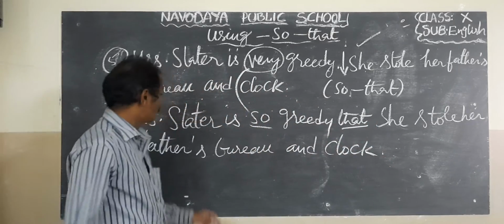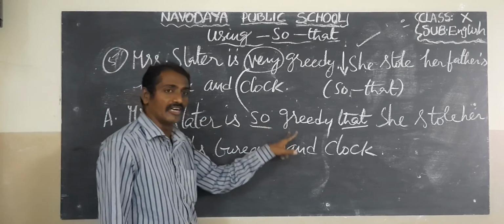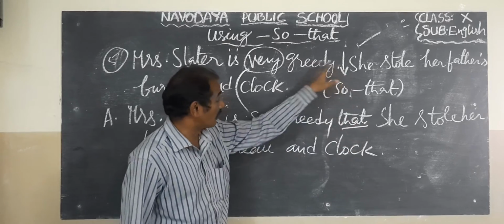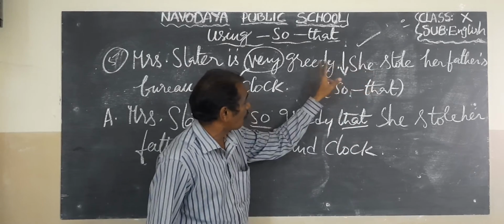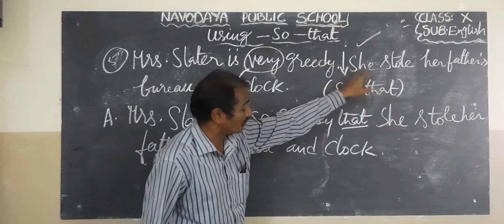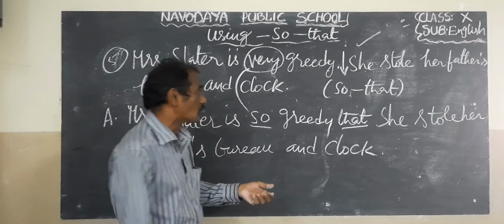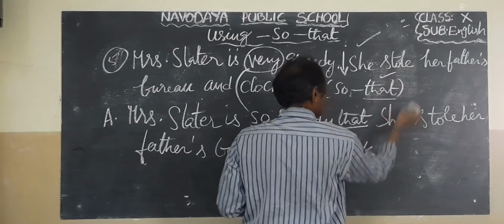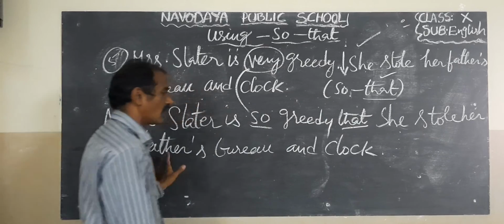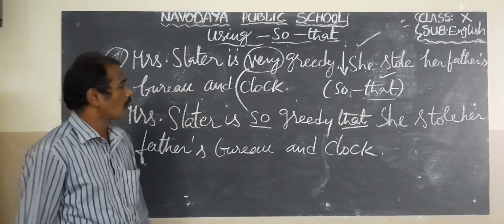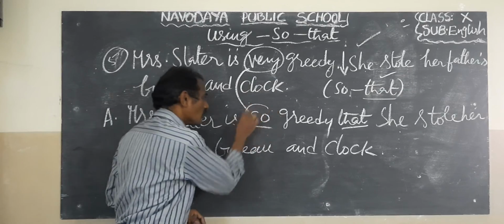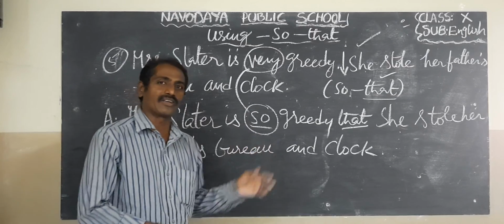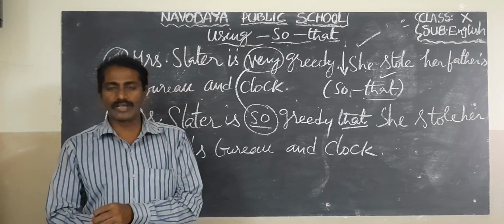So that. See, children, Mrs. Slater is so greedy that, that is very greedy. Why should we use "that" here? Because these are two sentences. One is completed, and when we connect the next sentence we should use the connector, the conjunction "that". So that she, the subject, stole her father's bureau and clock. I think there is no need to change. We just write "so" in place of "very". Okay, children. But we have to practice grammar in this way in your workbook. Thank you, children. See you in the next class.